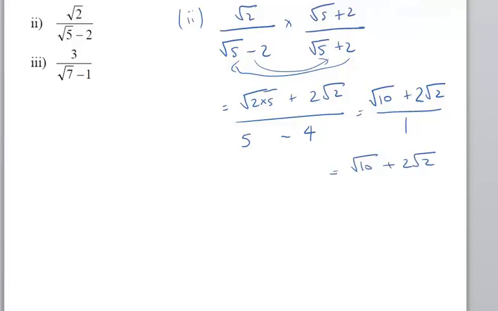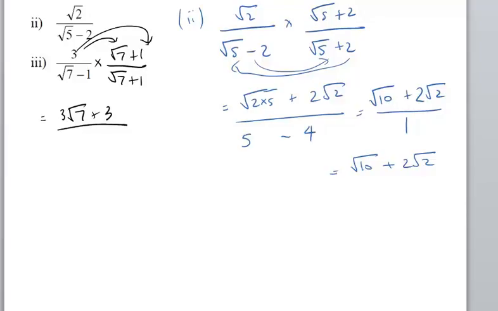Looking at question 3 here, we've got 3 divided by square root of 7 minus 1. We're going to do the same as we do for our others. We're going to multiply with square root of 7 plus 1 and square root of 7 plus 1. So here in our numerator, 3 times square root of 7 is 3 square root 7. 3 times 1 is 3. In our denominator, square root of 7 multiplied by square root of 7 gives us 7. We know that's minus square root of 7 plus square root of 7. Then we've got negative 1 multiplied by positive 1 is minus 1 here.